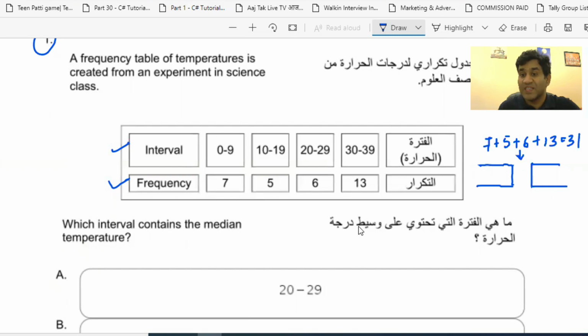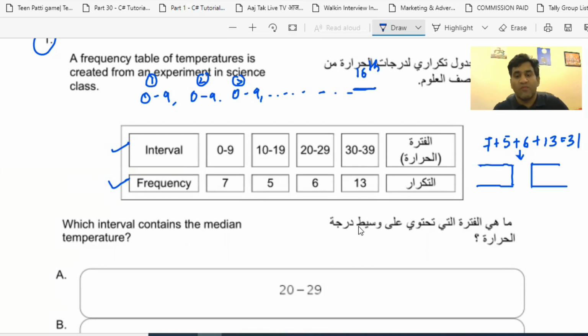So I'll arrange them in order. First we arrange the interval 0 to 9, which has to be repeated 7 times. For example, 0 to 9 one time, 0 to 9 two times, 0 to 9 three times, and so on. Then comes 10 to 19, repeated 5 times, and so on. If I say this is my first arrangement, this is my second, this is my third, whichever comes at the 16th position will be your median. But I don't have that much time to arrange it this way and solve it.